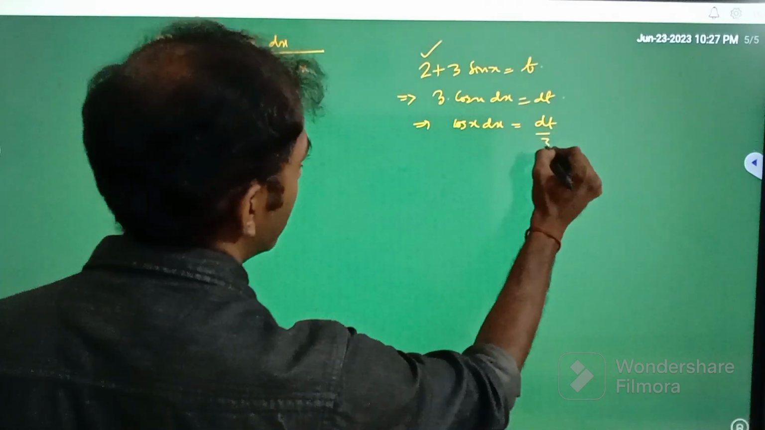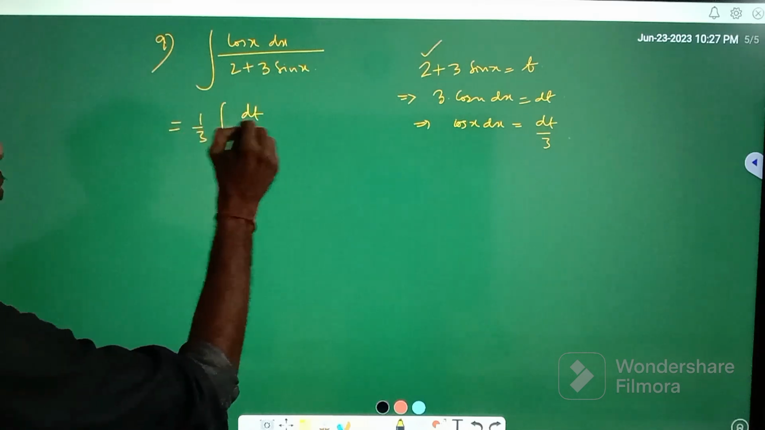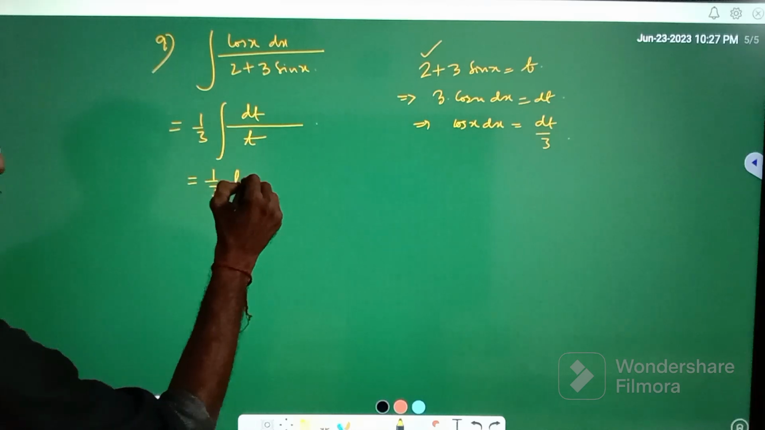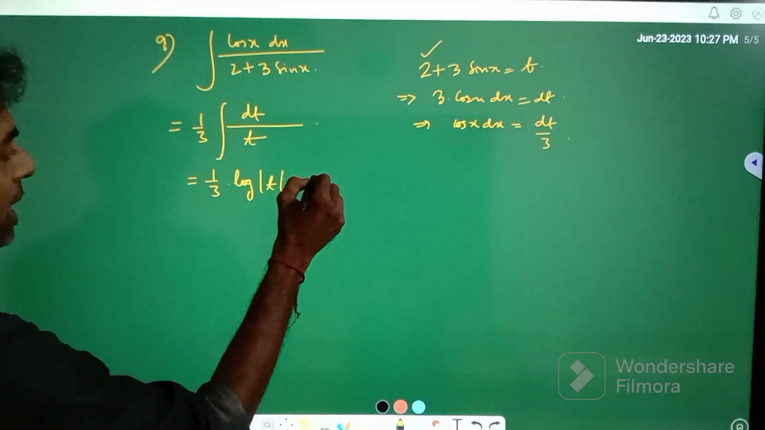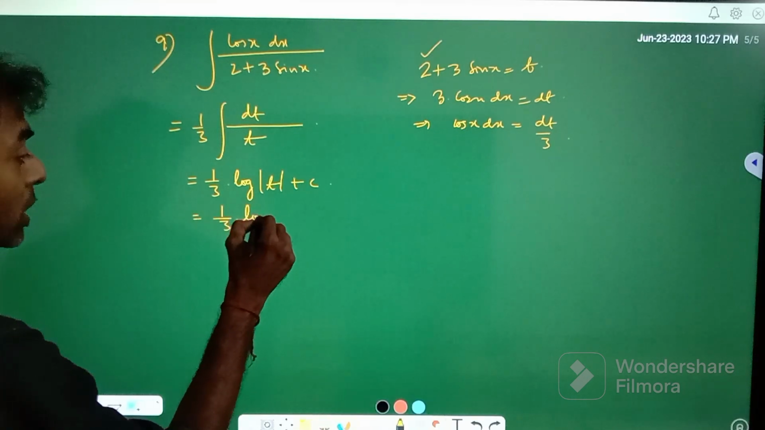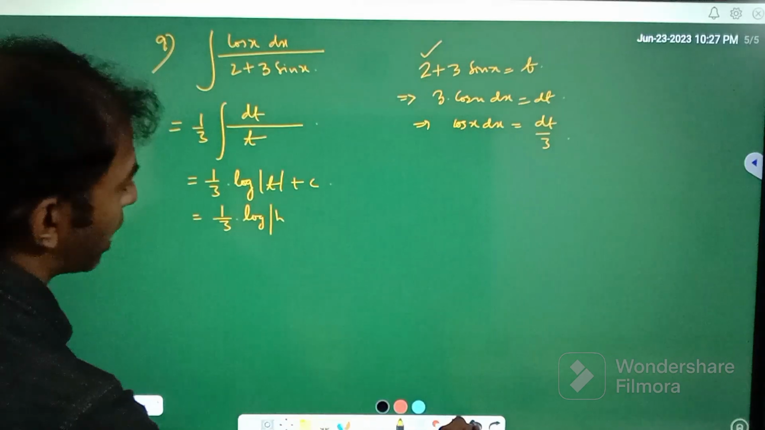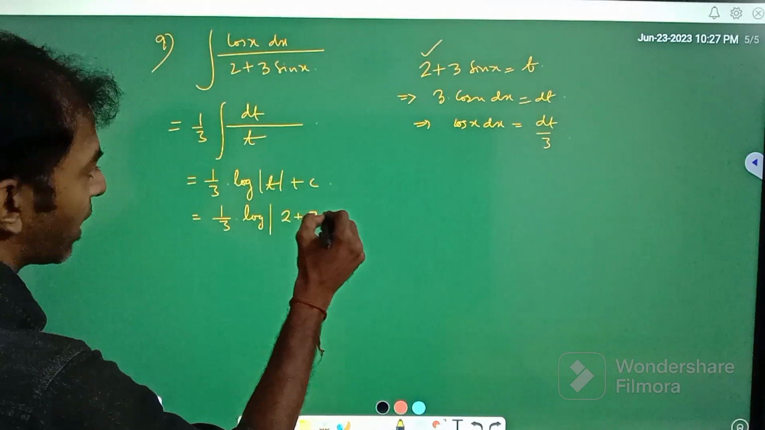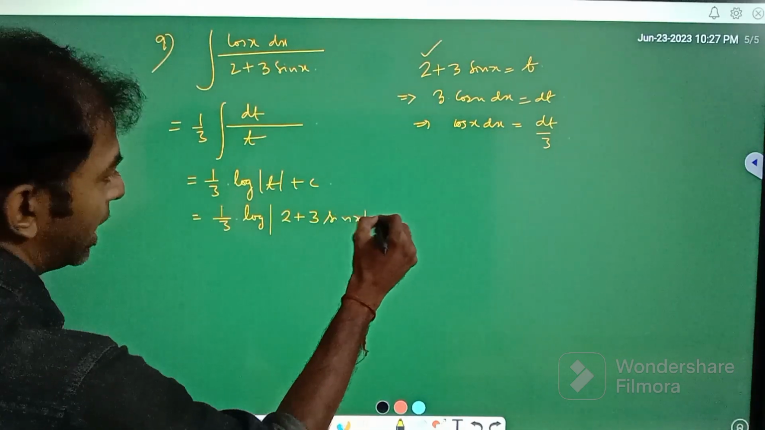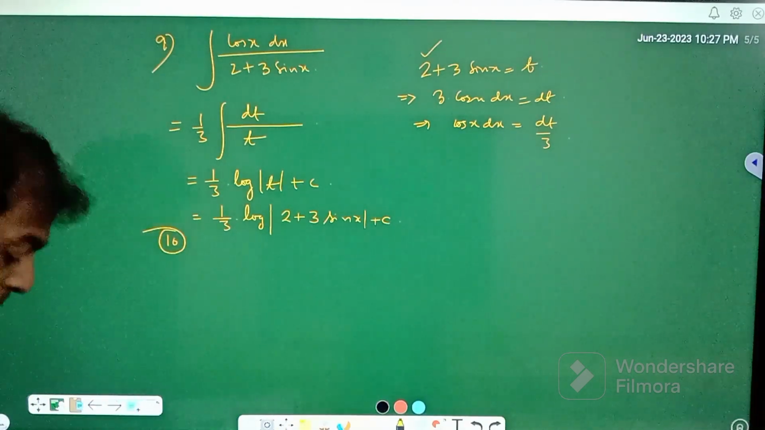So cos x dx will be dt by 3, and 2 plus 3 sin x is t. So 1/3 of log modulus t, that's our formula, and plus c is the integration constant. So the final result will be 1/3 of log modulus, where the value of t is 2 plus 3 sin x. We're putting the value of t, and that is 2 plus 3 sin x plus c. C is the integration constant. Now the next problem is number 10.